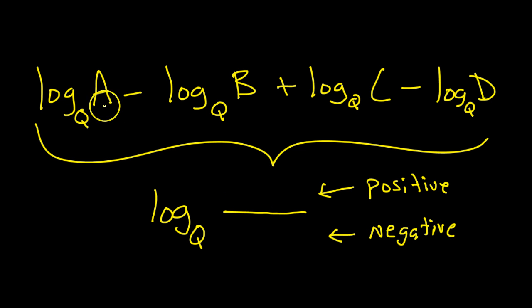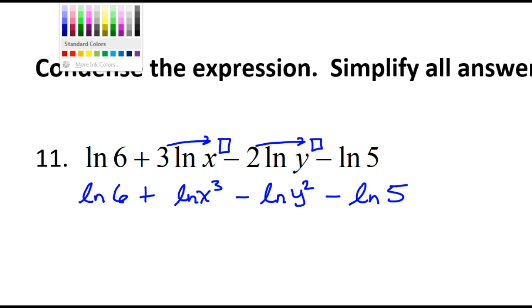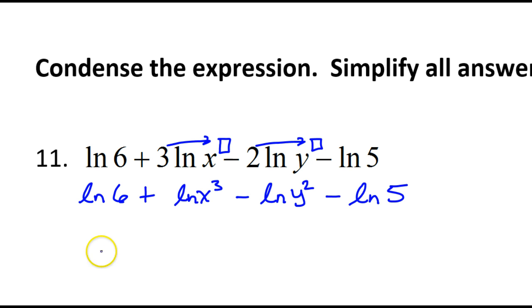Okay, so log a, that was positive, so a goes in the numerator. Minus log b, so the b goes down here because it's negative. Plus log c, that's positive, so the c goes in the numerator. Minus log d. That's negative, so the d goes in the denominator. So looking back at this problem, as soon as I see that I have a minus, I know I'm going to have a quotient, a fraction.